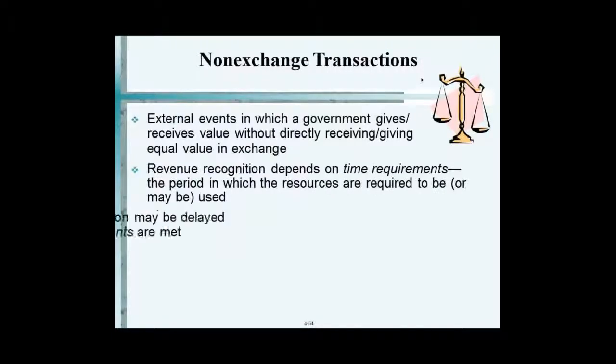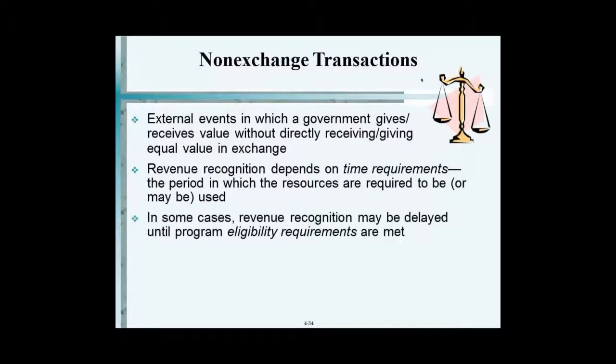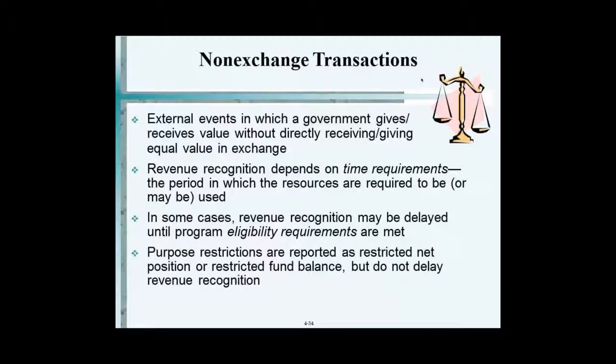These are non-exchange transactions, and I think I talked to you about this, where specifically you have a grant. Revenue recognition depends. The time requirement has to be present, the eligibility requirements. Purpose restriction. You remember this from my grants. Non-exchange. When the town gets a grant from the federal government, does the town give anything back to the federal government? No. They just spend it, right?